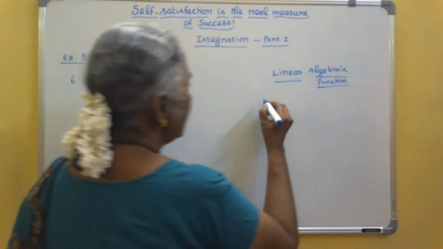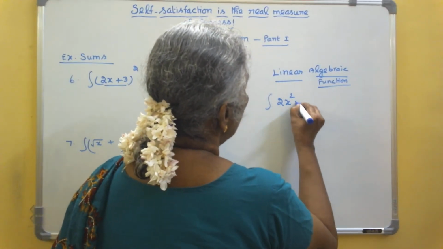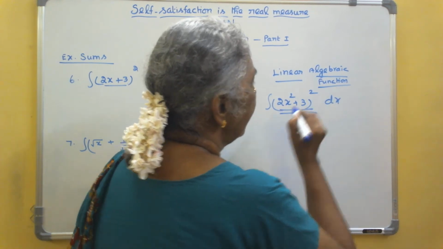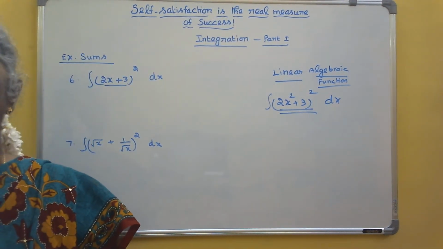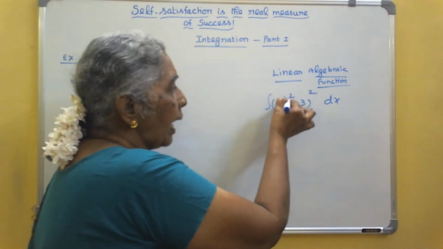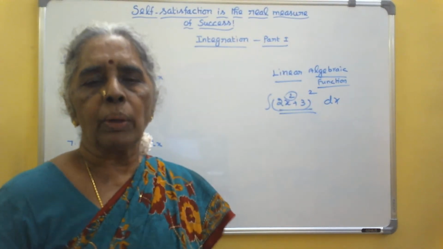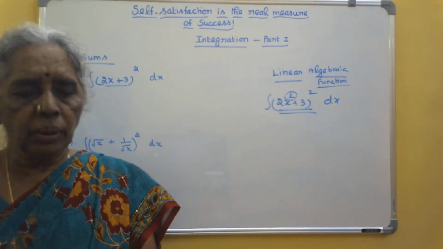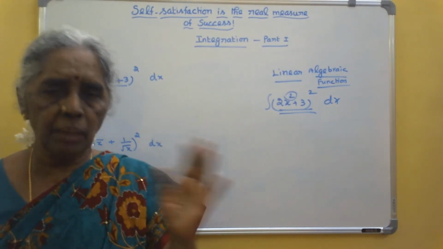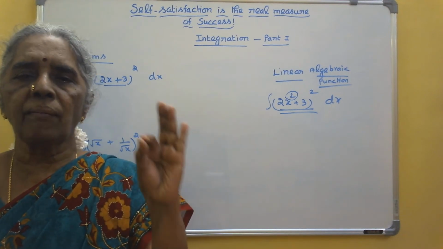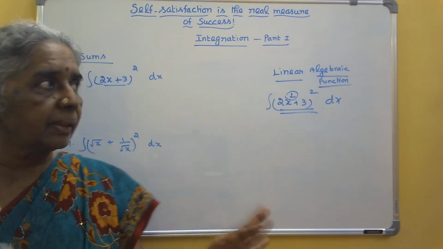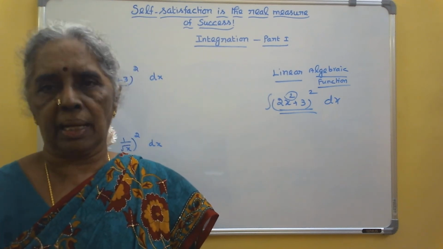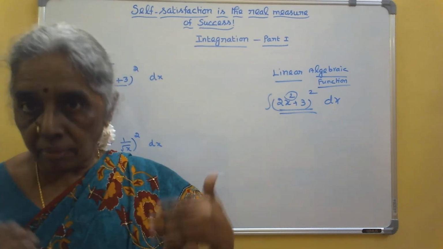But supposing I have (2x squared plus 3) the whole square dx, here I cannot use that x power n formula because I have a quadratic here. So only this point I want to make clear to you. Not only in this, in almost all the formulae, you should have a linear algebraic function. Remember this. I will be emphasizing it and giving you examples in the sums we are going to do further also.